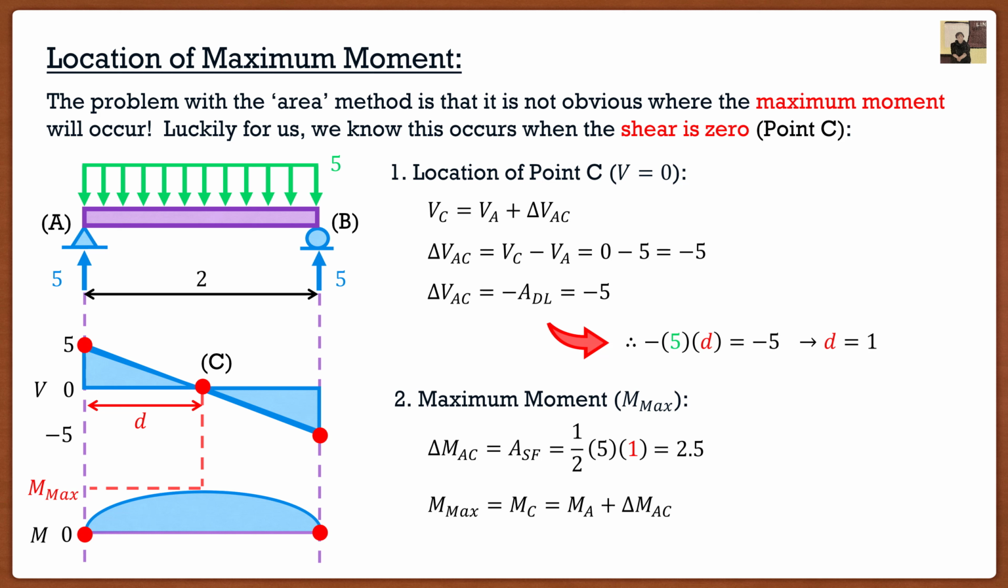Since the shear at C is equal to 0, this means that the moment at C and the maximum moment are actually the same. And we can solve for that by going the moment at A plus the change in moment between A and C. So we go 0 plus 2.5, which is equal to 2.5. And therefore, we know that our maximum moment is equal to 2.5. And that's how we do it. That's all. That's relationships for you guys.